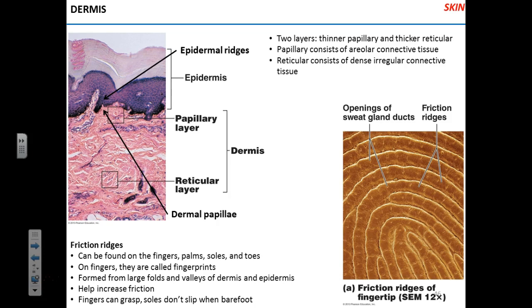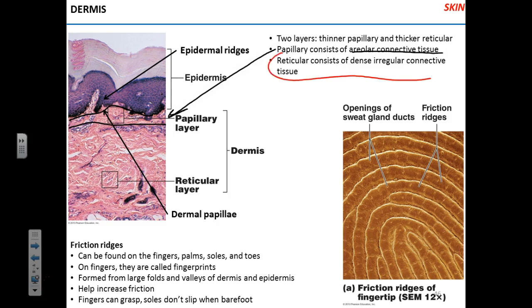Now, dermis consists of just two layers. Very thin papillary layer. Very, very thin papillary layer. Papillary layer consists of the loose areolar connective tissue. So it harbors some immune cells, very loose, not a lot of collagen fibers, pretty much cushions. Okay.